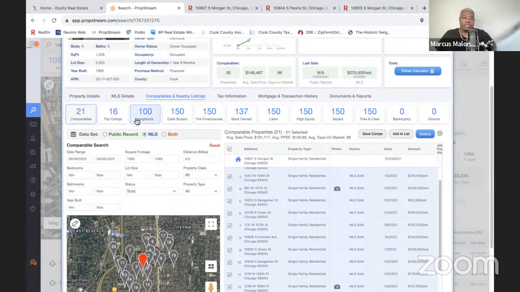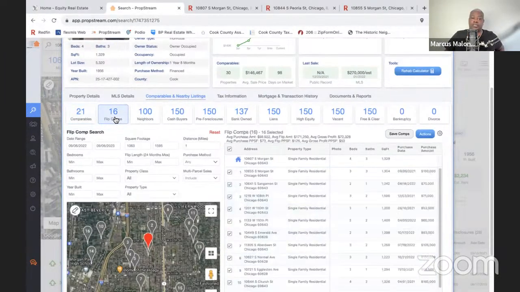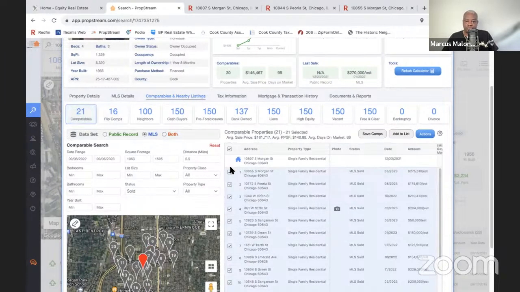So we can come here and we can look at just flip comps. Properties that were comps that were flips. What we mean by flips is, they weren't held for a long period of time, but this will pull in wholesale transactions. This will pull in properties that were interfamily transfers, things like that, that didn't actually go on the MLS, or they were only held for a short period of time. Okay. So let's just go back to the comparables.